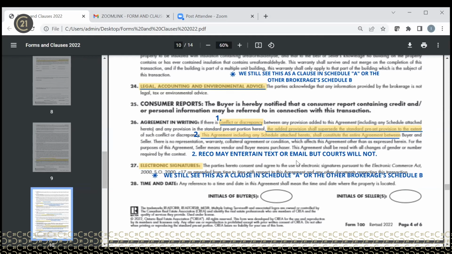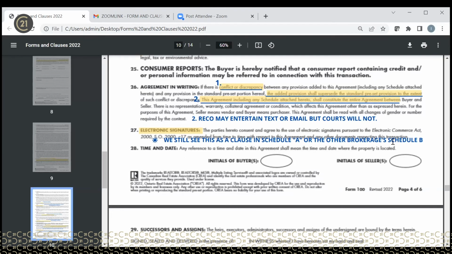And I just want to mention here, and this is all about agreements in writing, RECO may entertain text or email evidence if they're looking at something that you've done wrong, or if you're being fined or brought up as the source of a complaint before RECO. But the courts will not entertain texts or emails as written agreements. So be careful that your agreements of purchase and sale and all of your other forms are done correctly, and do not negotiate by text or email.